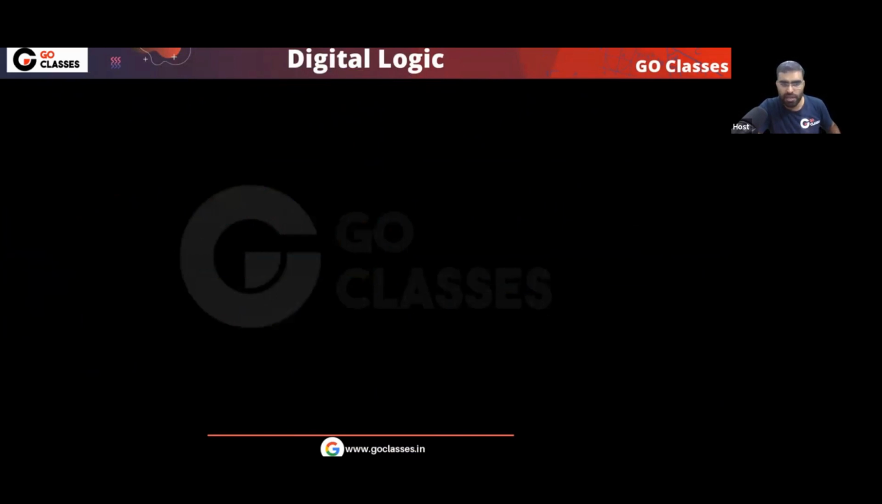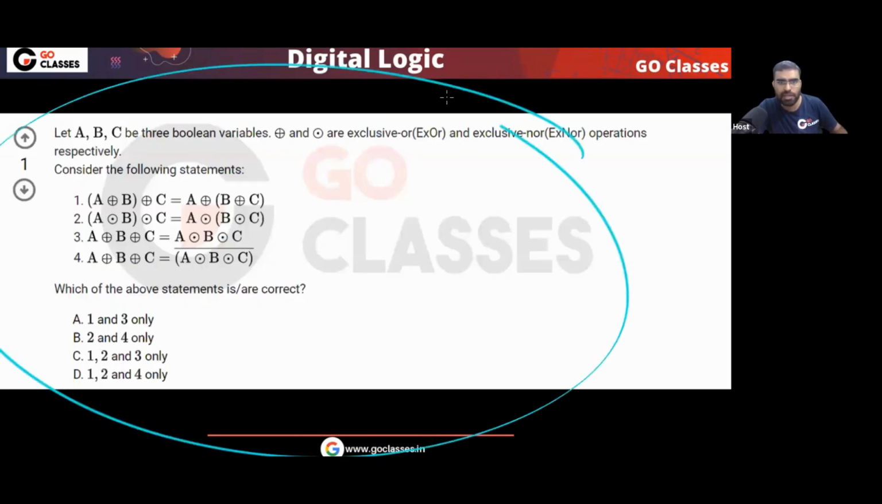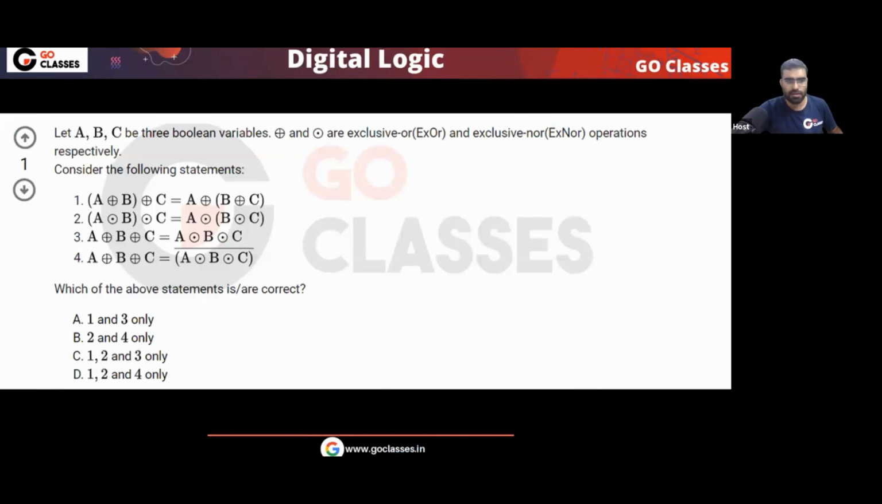Now let's come to a very important point. But before that, tell me the answer for this question. A, B, C are 3 Boolean variables. This is your exclusive OR, XOR, and this is your exclusive NOR, XNOR. Some statements are given to you. Which of these statements are correct?